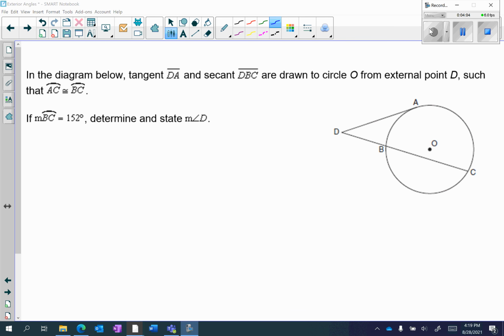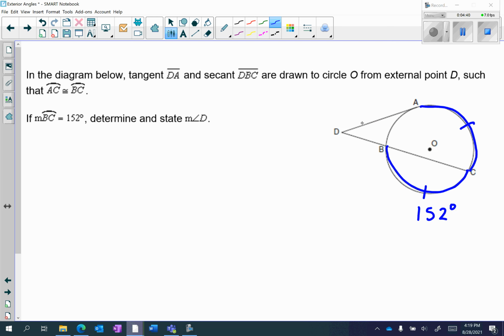Let's look at this next example problem. In the diagram below, tangent DA touches the circle once, and secant DBC, which goes through twice, are drawn to circle O from the external point D, such that arc AC, here's arc AC, is congruent to arc BC. If the measure of arc BC is 152, determine and state the measure of angle D.